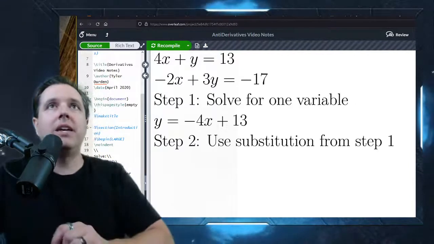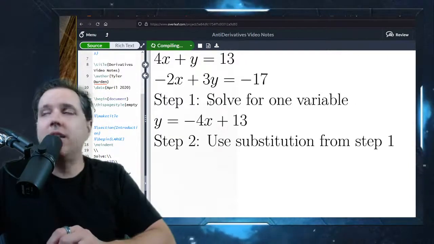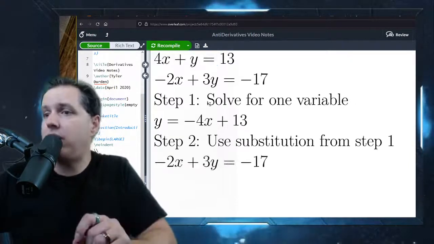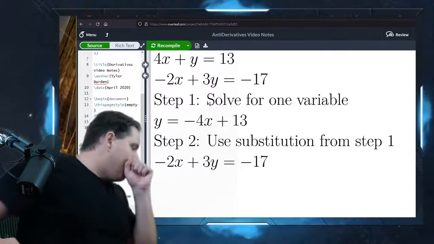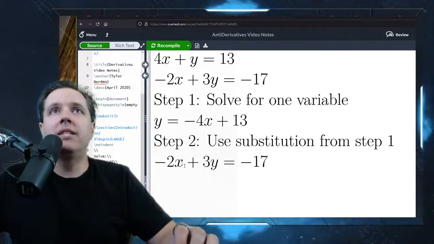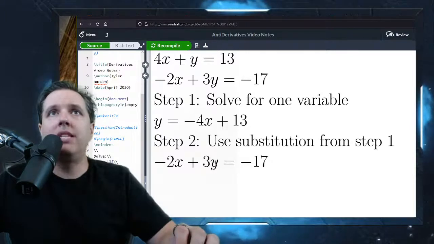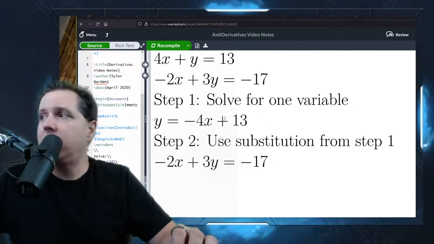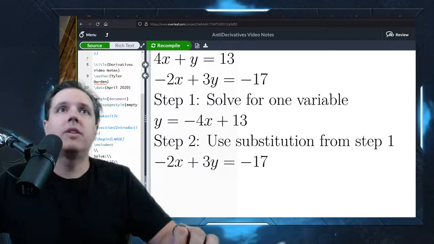So I'm going to take negative 2x plus 3y equals negative 17. That's my second equation. And see where this y is? I'm going to replace it with what y is equal to, which is negative 4x plus 13. Okay, so let's do that.